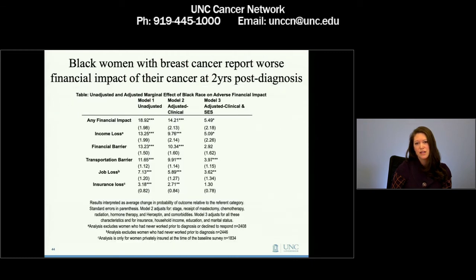And then again here, when we look at multivariable models where we control for things like baseline financial status, marital status, which can be a protective mechanism against financial shocks.